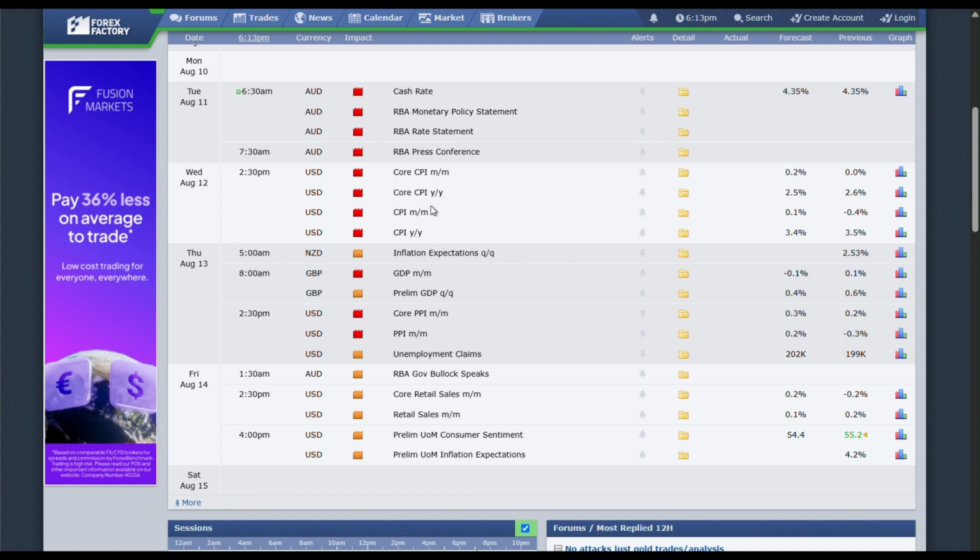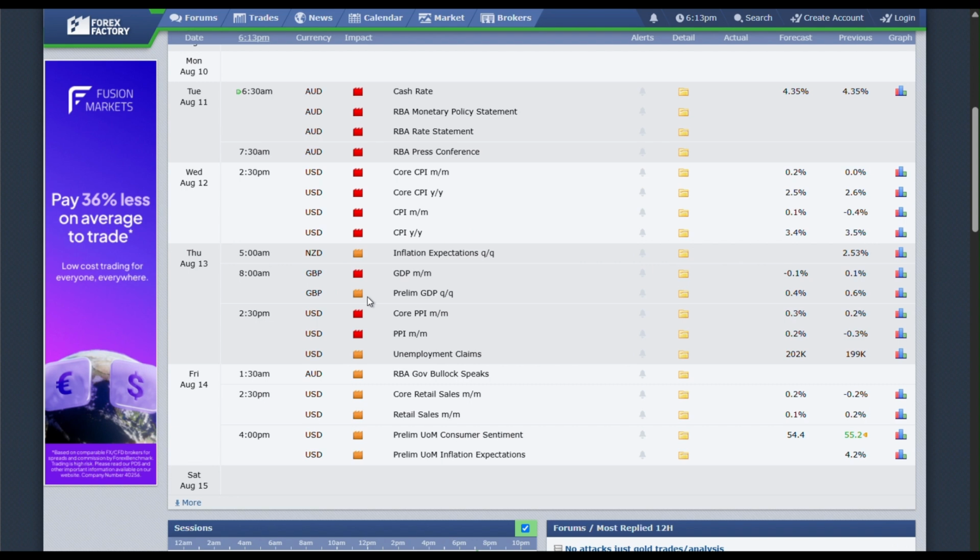On Wednesday, there's CPI on the US dollar. And yeah, it's going to be bad. Anyways, it's only the US dollar, right? And the US dollar really affects a lot of things, right? So you need to be careful on Wednesday.